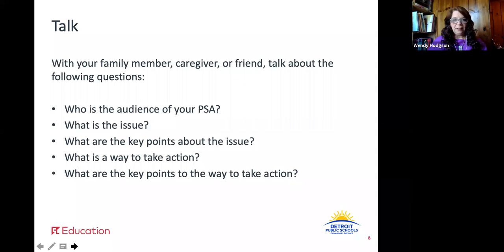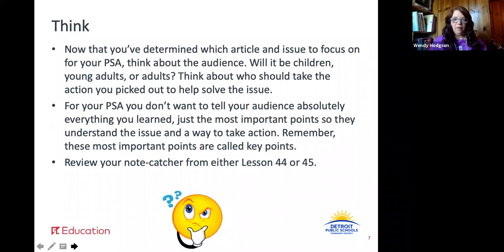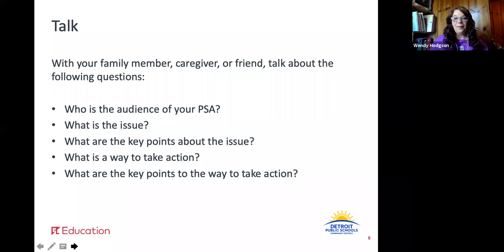So pause here, make sure you have your article and that you also have lesson 44 or 45, whichever one you've chosen, and come on back here and we'll get started. Pause if you need to, and then we're going to move into the heaviest part of the work today. We're going to be looking at the evidence.